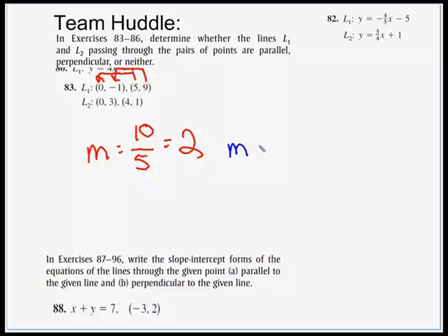For the second problem here on the bottom, numerator y minus y, 3 minus 1 is a 2, over 0 minus 4 is negative 4, and then we could reduce that fraction to a negative 1/2.